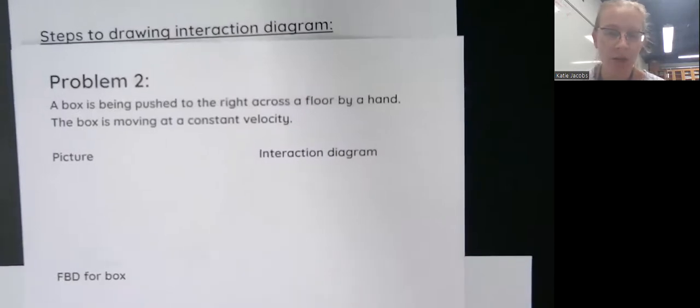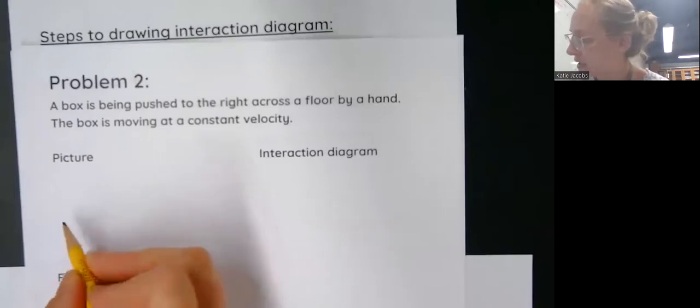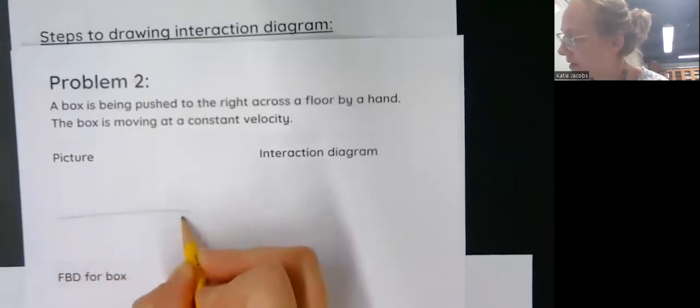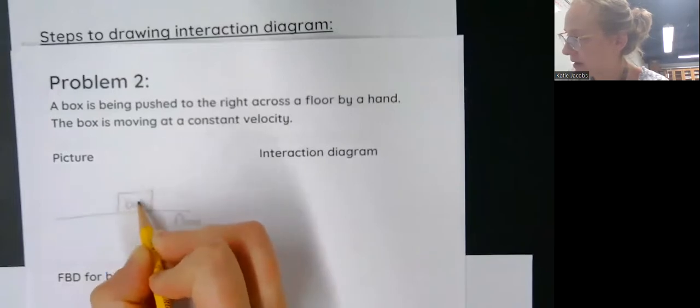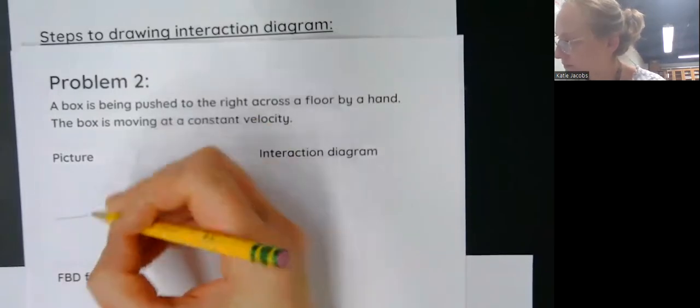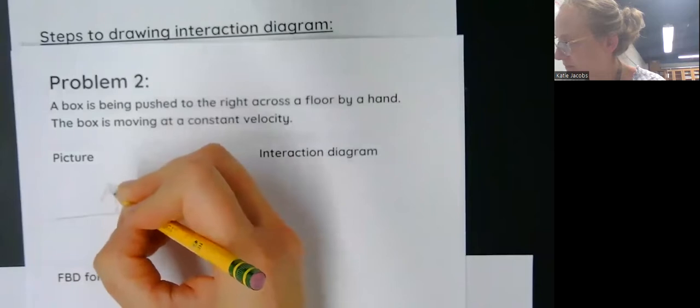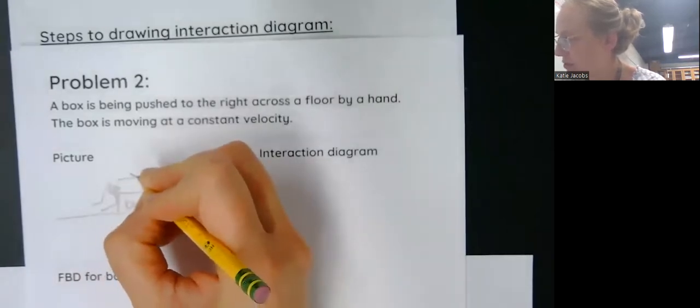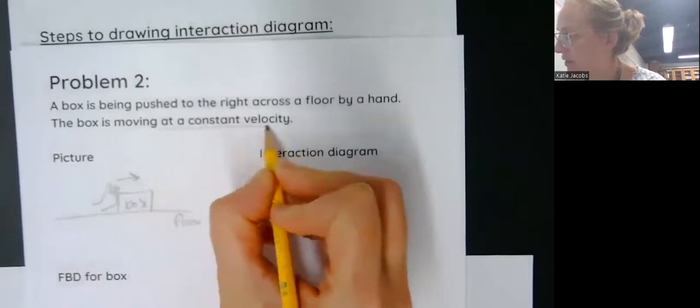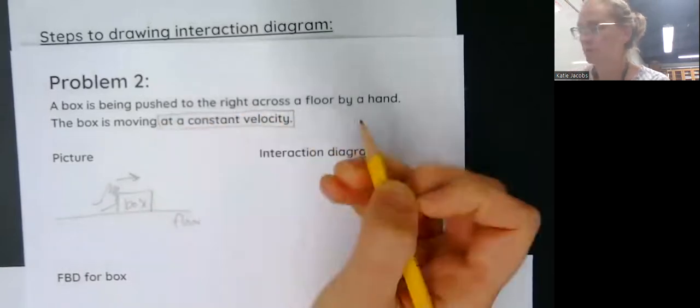A box is being pushed to the right across a floor by hand. The box is moving at a constant velocity. Here's my floor. Here's my box. Here's the person's hand that's pushing it, and it's pushing it to the right at a constant velocity.